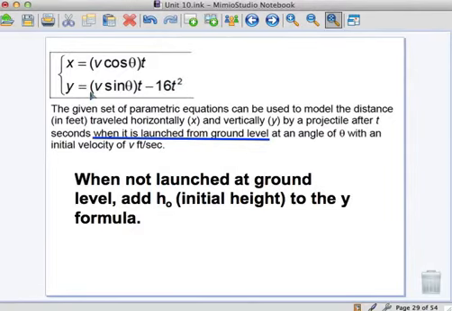So instead of just being like this, you're going to add whatever that initial height is. Hopefully these are pretty simple formulas. You're going to use your parametric functions as usual, but now we're applying the effective gravity and initial height. So let's look at one example.